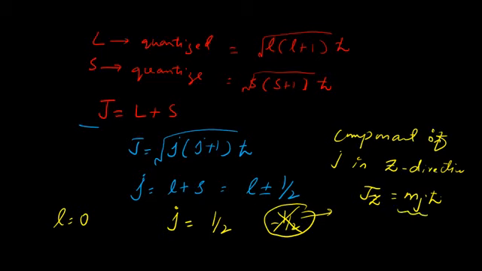quantum number, also called the total angular momentum quantum number or total angular momentum magnetic quantum number. It varies from minus j, minus j plus 1, and so on up to j minus 1 and j, that is, its values vary from minus j to plus j.